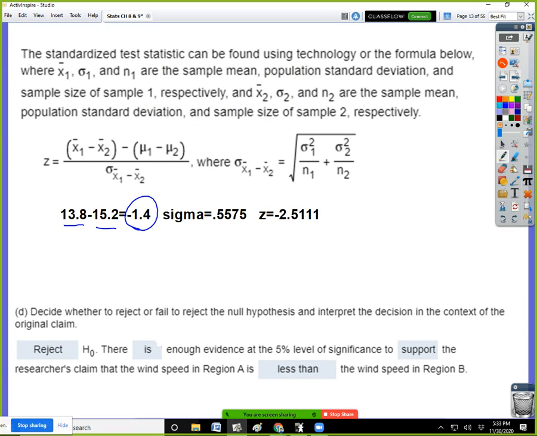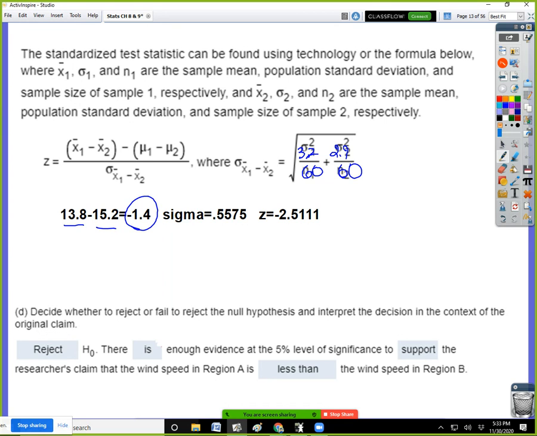So I put in my, what was it, 3.2 and 2.9? That sound right? 3.2 and 2.9 or whatever it was. And then these were both 60. Okay? And we get sigma equals 0.5575. Okay? So that gives me a z of minus 2.5111.